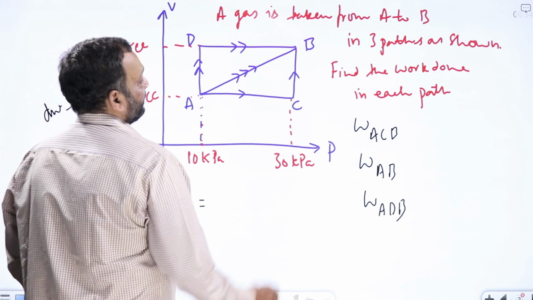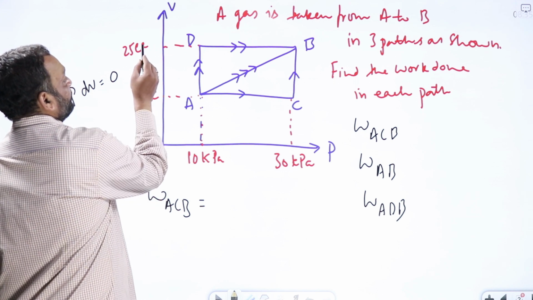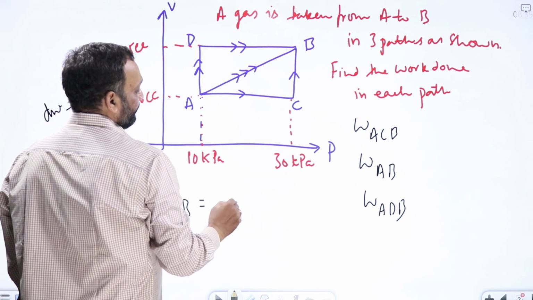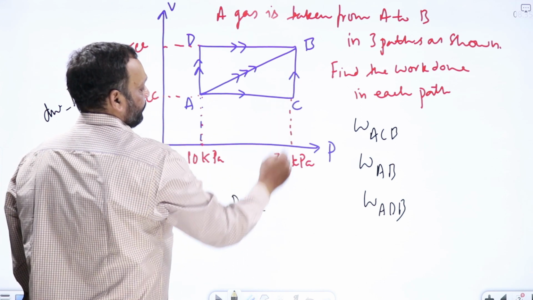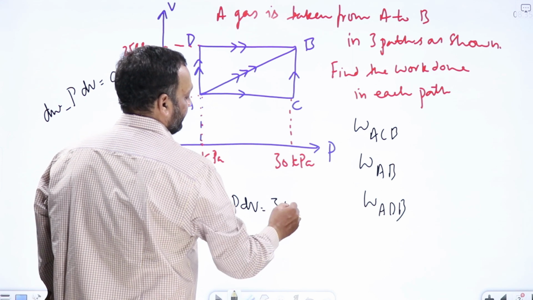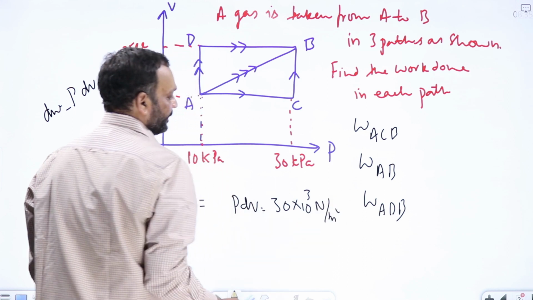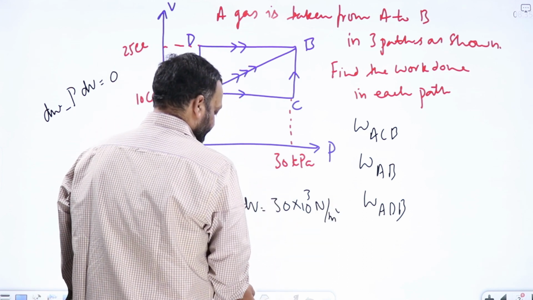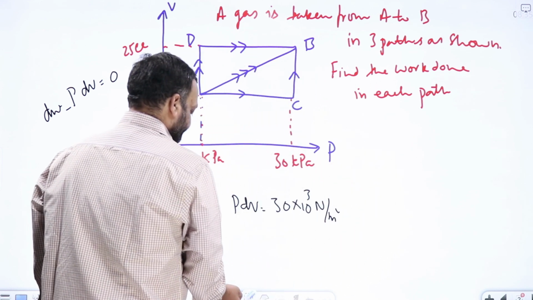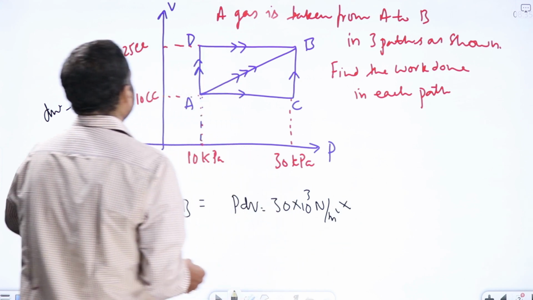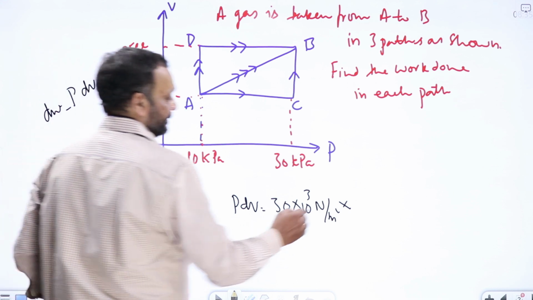Now, what is this type of process? It is a constant pressure process where volume is changing from 10 cc to 25 cc. Constant pressure means it is an isobaric process. Work done is simply PdV. What is the pressure at this point? It is 30 kilopascal. Kilo means 10 to the power 3. Pascal means Newton per meter square, into change in volume. What is the volume change? Volume change is from 10 cc to 25 cc, that is, the difference is 25 minus 10, 15 cc.